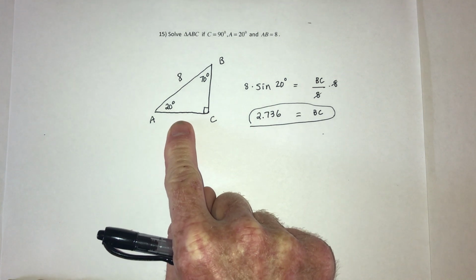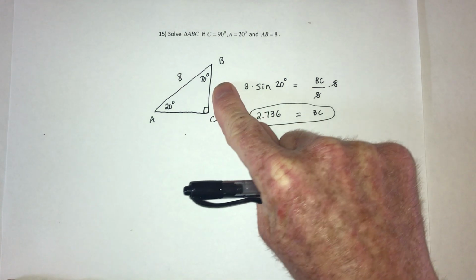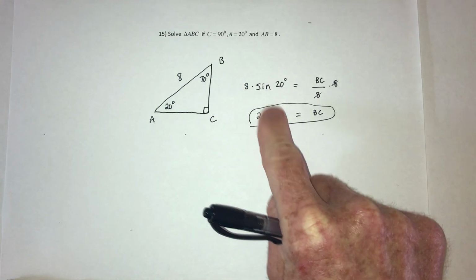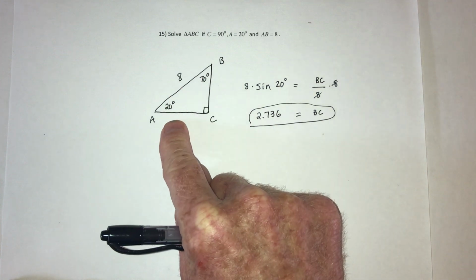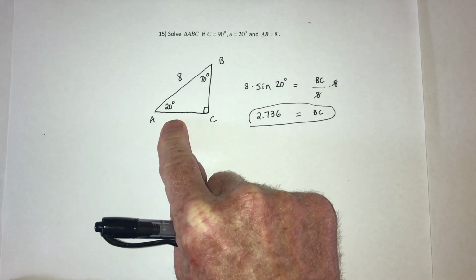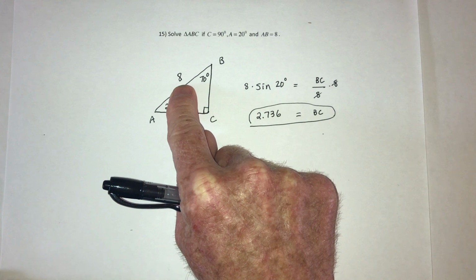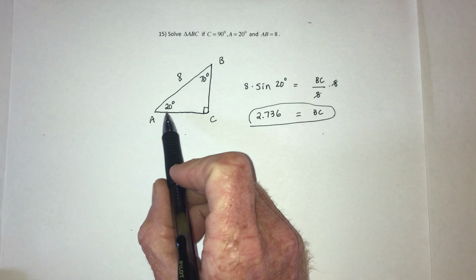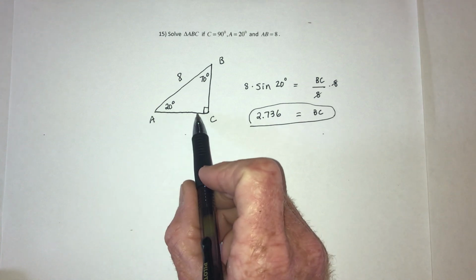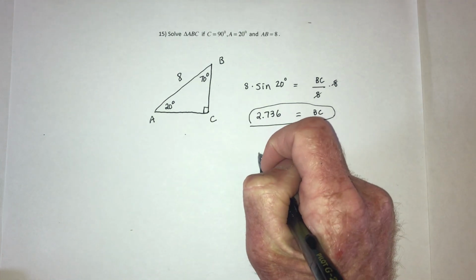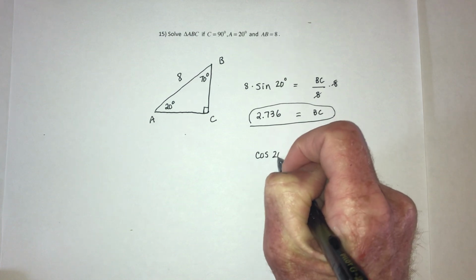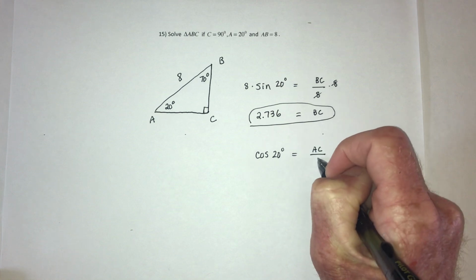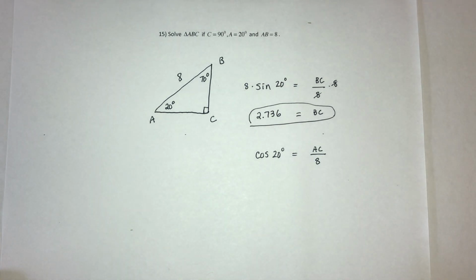And you could use the Pythagorean theorem because this side is 2.736. But the thing is, if I made a mistake with this one, I don't want to use it and then get the wrong answer for AC. So instead, I'm going to go back and use the given information, which is this 8. If I'm using the 20 degrees, which I am, this is the adjacent, and that's the hypotenuse. So that's going to be cosine of 20 degrees equals the adjacent over the hypotenuse.